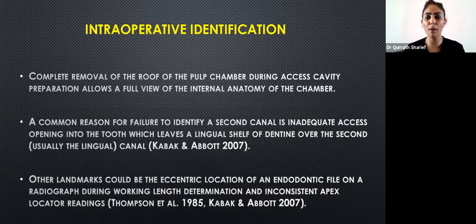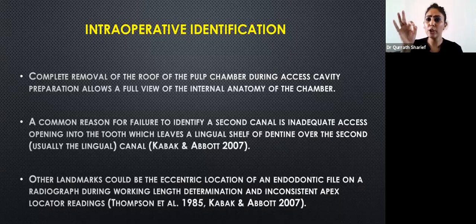Now coming to the intraoperative identification. Most of the times when we do an access cavity preparation, especially for your upper and lower anteriors, it's utmost important to remove the lingual shelf. I'll show you in the next pictures that the lingual aspect of the dentine needs to be removed. When this is not removed, you're surely going to miss the canals, because in the lower anteriors, around 40 to 45% of the cases have two canals. The reason why a clinician misses this extra canal is because the lingual shoulder has not been removed. So this is again very important.